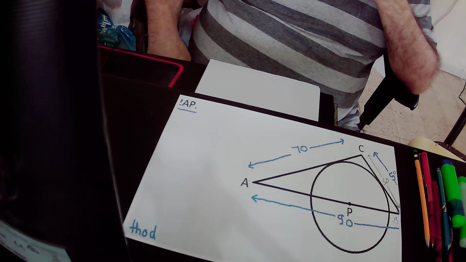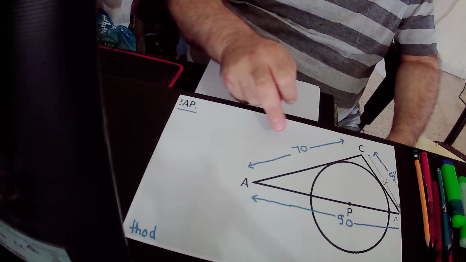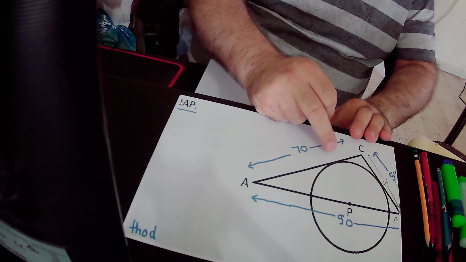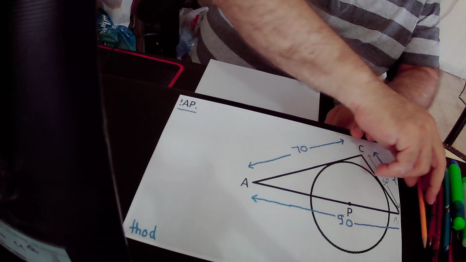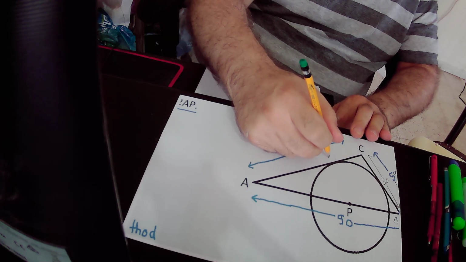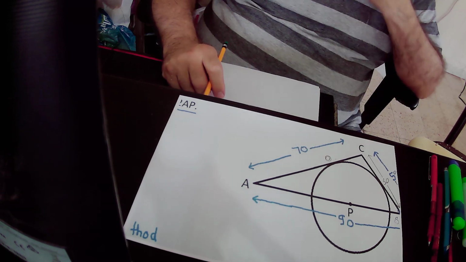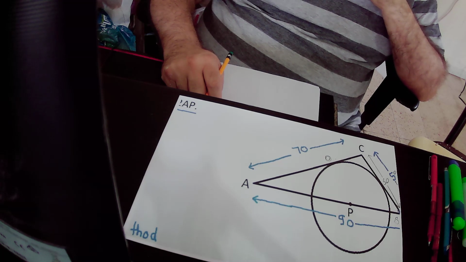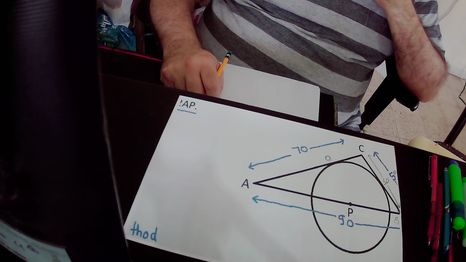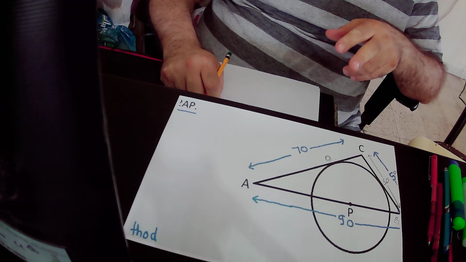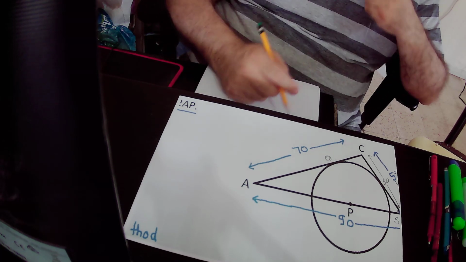Side AC of the triangle is tangent to the circle at a point that we will call O. So side AC of the triangle is tangent to the circle at point O.